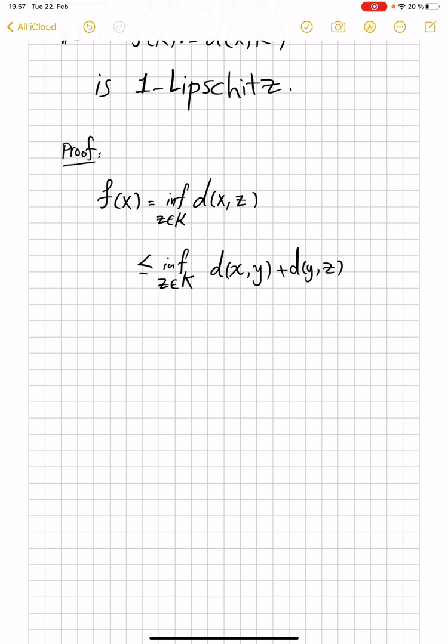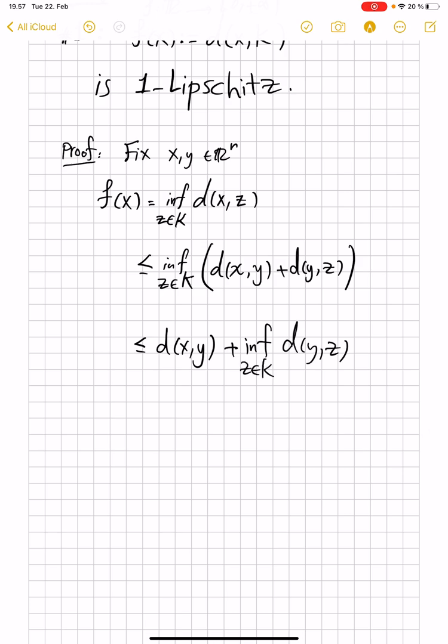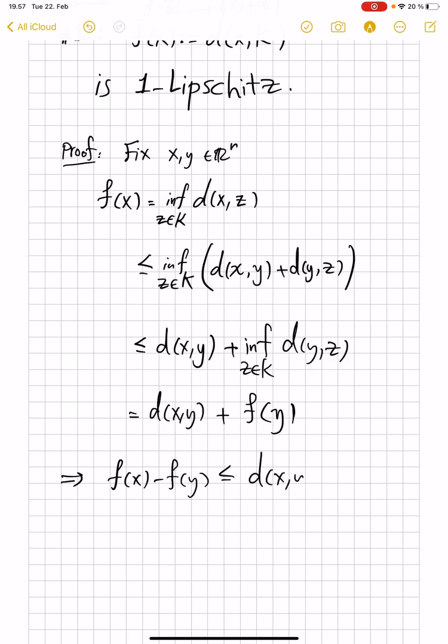But then notice that distance xy, so I have fixed x and y in Rn, because this quantity here, the first term, is independent of z, we can put it outside the infimum, and this will be infimum of z belonging to K, d of yz. But now y is fixed, z is from K. By definition, this is d of xy plus, isn't that f of y? It is. So we concluded that f of x minus f of y is less than or equal to distance of xy.